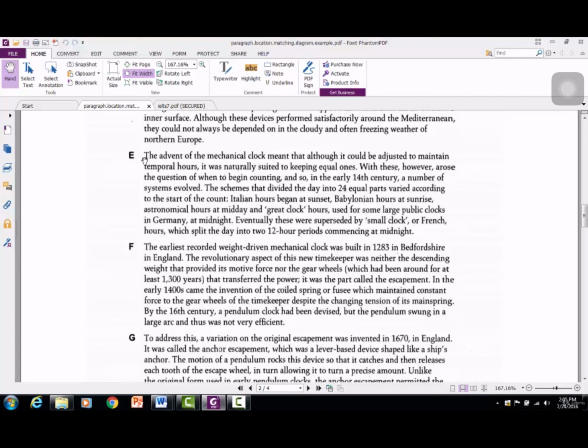Right? Equal means uniform, equal hours. So a lot of times when you're doing a paragraph location question, if you're a little confused, it can be helpful to look at the topic sentences of paragraphs, because your topic sentences in general tell you what a paragraph is about. And so if you look at your topic sentences, many times you can get an idea if that paragraph has the information that you're looking for in a paragraph location question. Okay? All right.